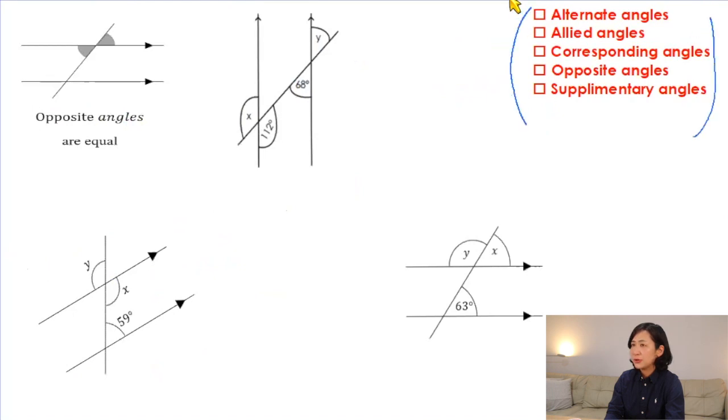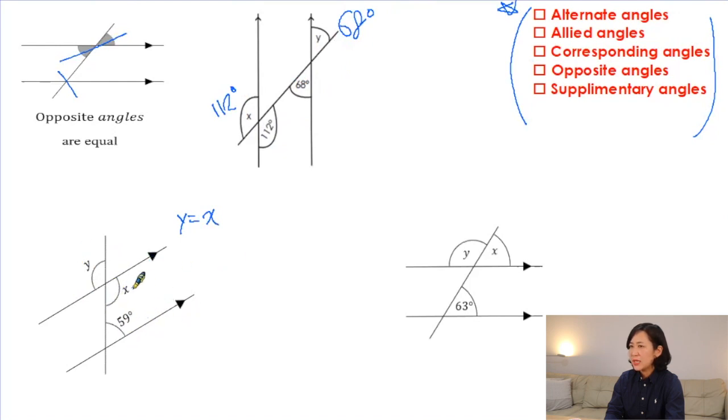Very useful. So now, first of all, let's see vertically opposite angles. So we know that x is 112 and then y is 68. Very easy, right? Then next one, opposite angles, we can say that y equals x. Now try to spot other angles.